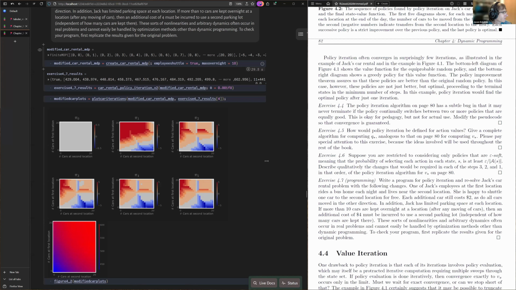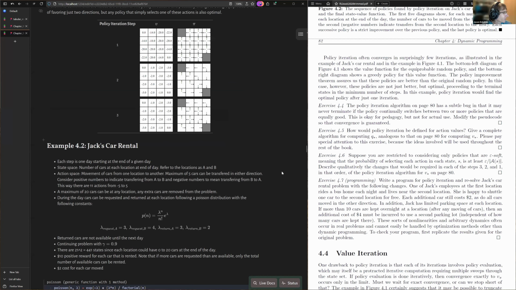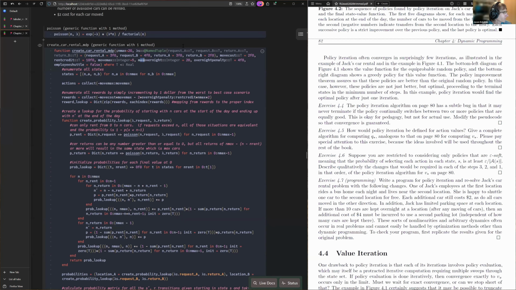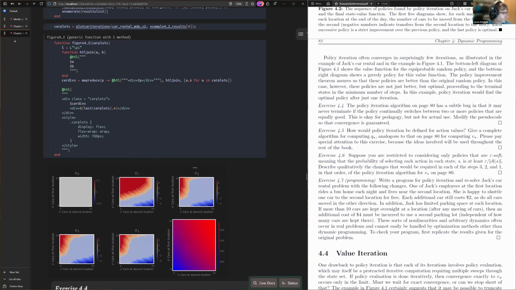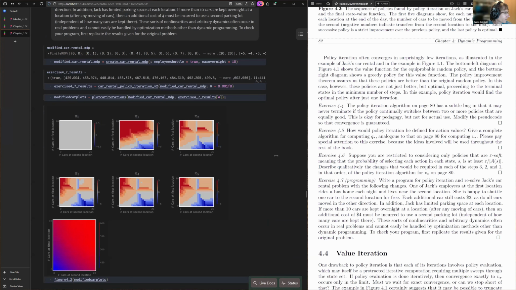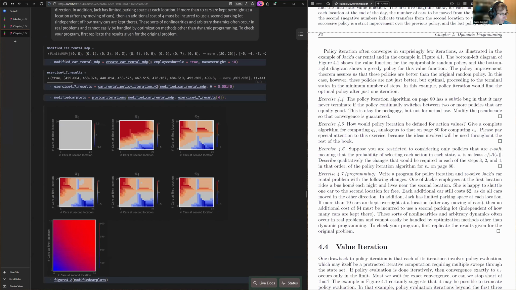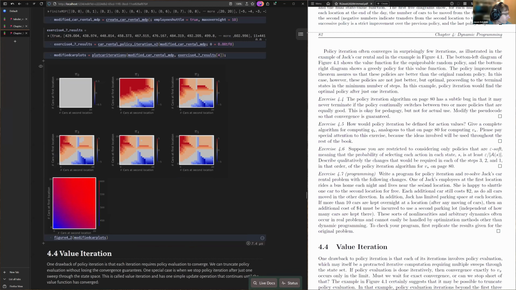Yeah, but if you look at this function that creates this, that's where I have the overnight penalty and the maximum we can store each overnight, and then the employee, the free move, but it's all accounted for in here somewhere when the probabilities are calculated. So yeah, any question about this exercise? 4.7.